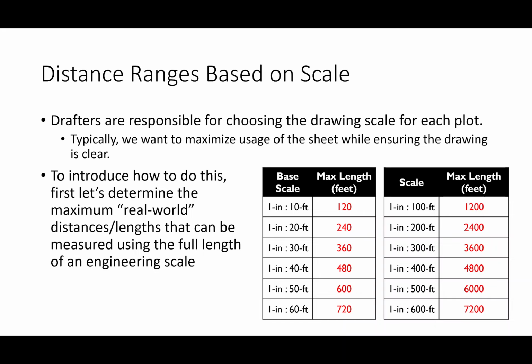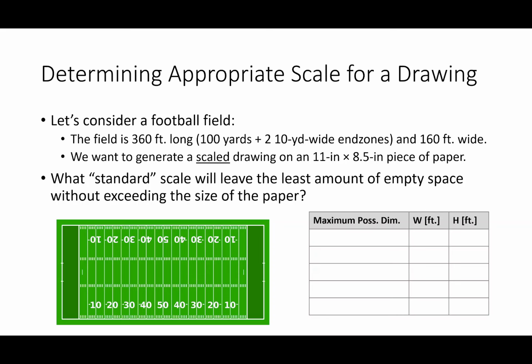Let's say that you were responsible for producing a drawing of a football field. That's probably starting to make more sense of the drawing file that I uploaded. So let's consider a football field. A football field is 360 feet long. It's 360 feet because it's 100 yards and two 10-yard end zones. That's 120 yards, 3 feet a yard, that's 360 feet. So it's 360 feet wide and it's 160 feet tall. With me so far?